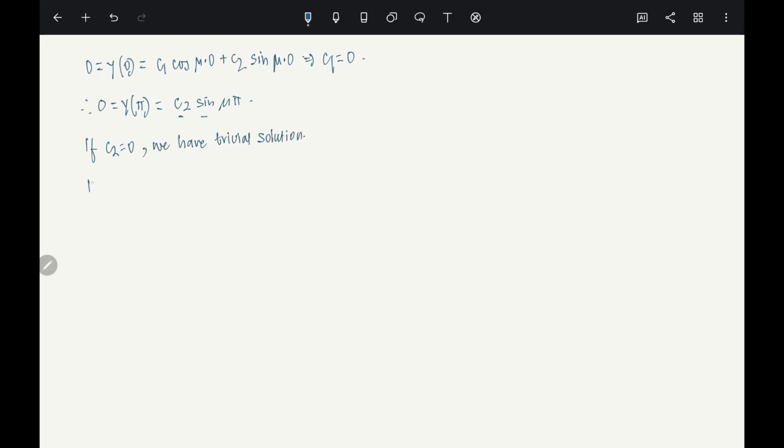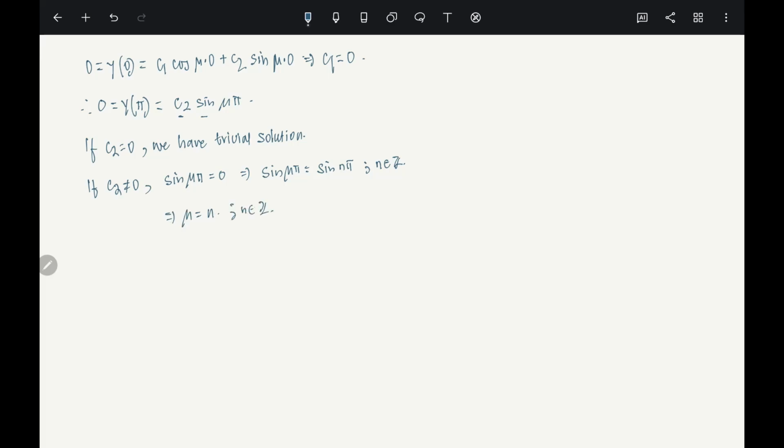So if c2 is not 0, what happens? Then you have non-trivial solutions. If c2 is non-zero, then sine of mu pi has to be 0. So what does that mean? Sine of mu pi has to equal sine of n pi. That's the only case when it is going to be 0, where n is in Z. Otherwise there is no other option, right? So if this is the case, what does that mean? Mu pi is nothing but n pi, so mu is n, n is in Z.